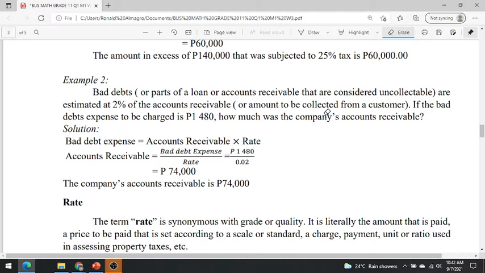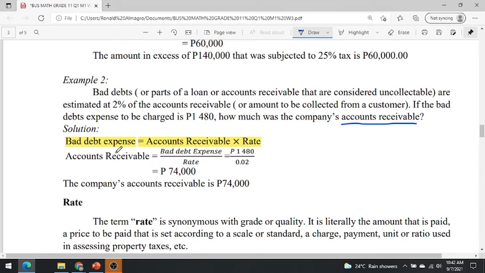Okay. So the account receivable or amount to be collected from a customer. If the bad debts expense to be charged is 1,480 pesos, how much was the company's accounts receivable? Okay, so we have the formula, student. The bad debt expense equals account receivable times rate. Okay, so mo na ang ato ang formula. So after that, you need to get kay ato ang missing diri si account receivable man wala man ta kabalo kung pila ang value ni account receivable. Kay nangutan naman siya how much was the company's account receivable.